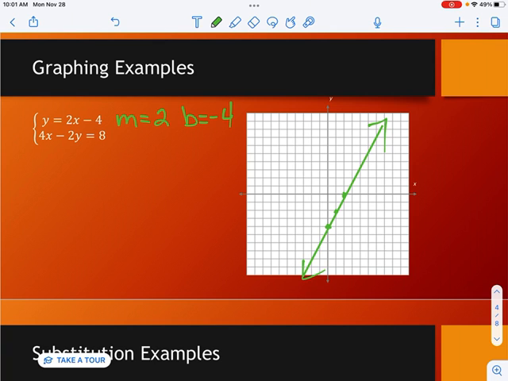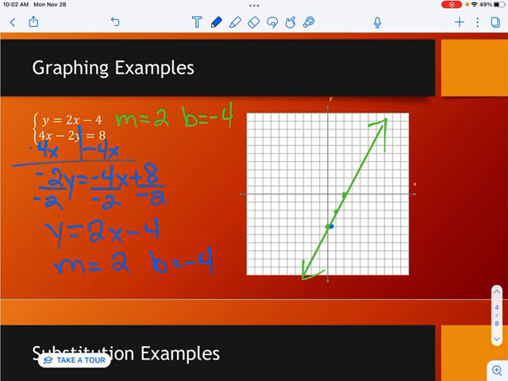And there is my first line. To do my second line, I need to solve it for y first. So I'm going to minus my 4x from both sides. And that gives me negative 2y equals negative 4x plus 8. Divide by negative 2. And that gives me y equals 2x minus 4. My slope is 2. My y-intercept is negative 4.